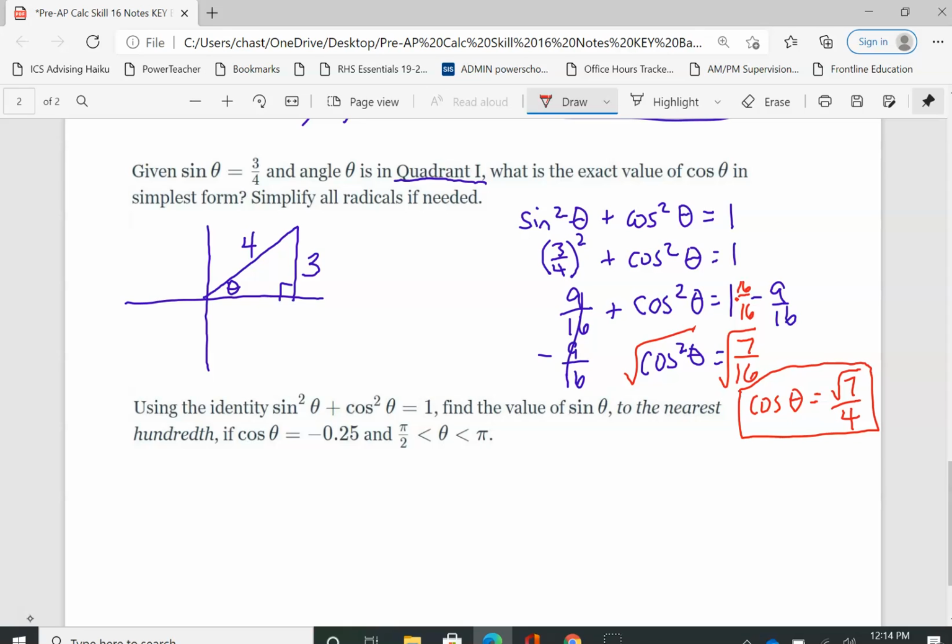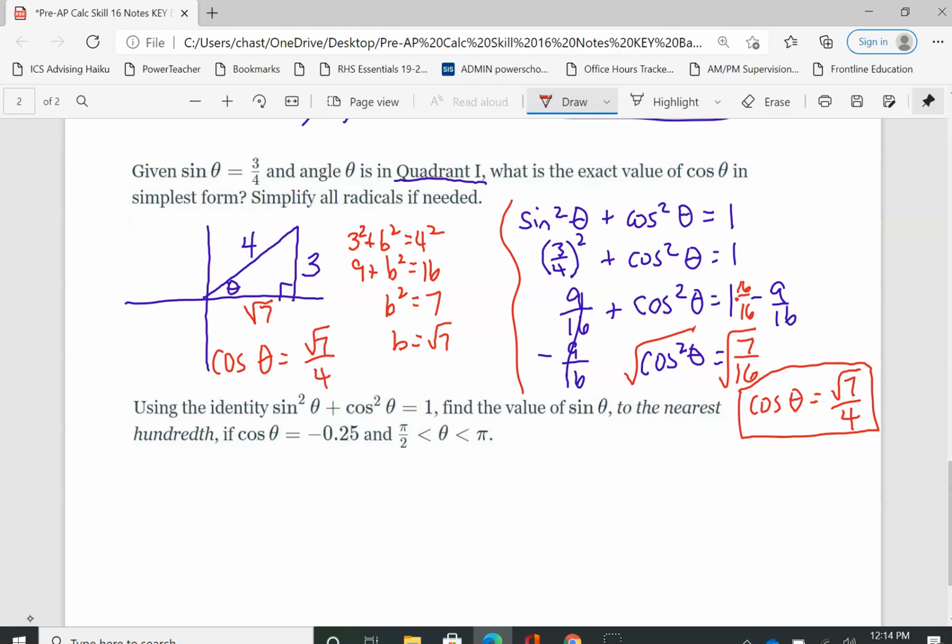Now keep in mind, you could have gotten this by just doing the Pythagorean theorem. You could have done 3 squared plus b squared equals 4 squared. You'd have b is radical 7. And you could say cosine of theta is radical 7 over 4. So you could have gotten it that way too. But I wanted to show you that you could also use a Pythagorean identity.